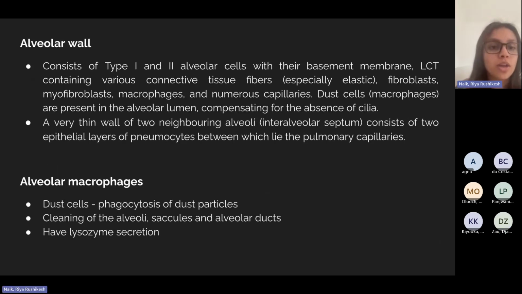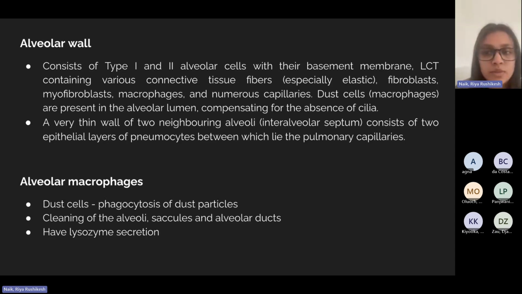Now let's talk about the wall of the alveoli. It consists of the type 1 and the type 2 alveolar cells. Along with that, it also has a basement membrane and loose connective tissue, which has all the other fibers, especially elastic fibers. That is very important. It also has other cells such as fibroblasts and macrophages, and it also has a lot of capillaries.